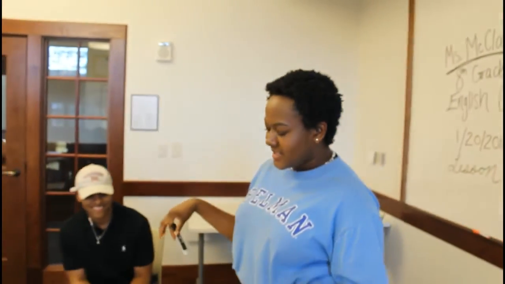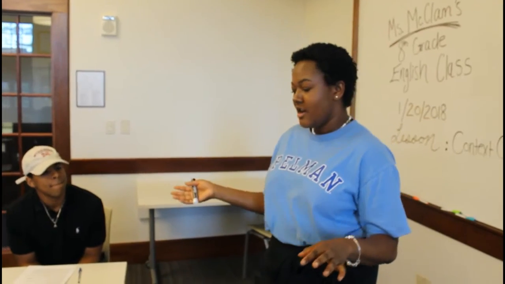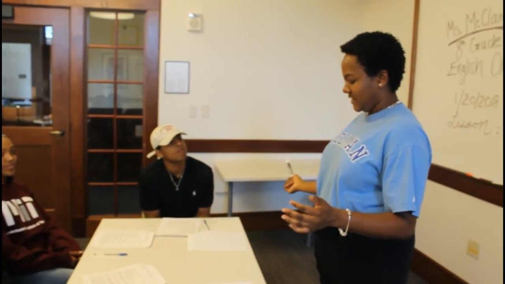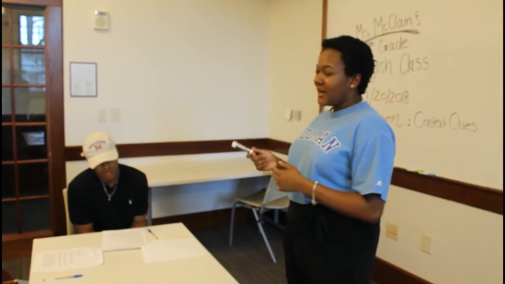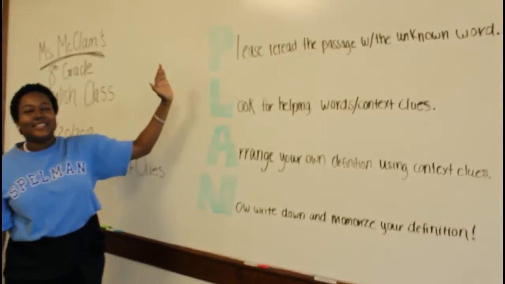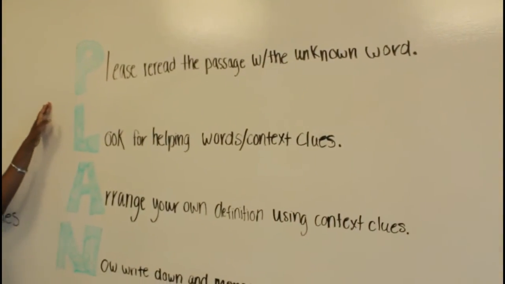Yeah. Okay, so for today's lesson about context clues, I'm going to teach y'all a little cheer to help you remember the steps in order when you're reading to identify context clues in a sentence. So the cheer goes like this. If you don't understand, always follow this plan. And here is the plan. So P in plan stands for please reread the passage with the unknown word.